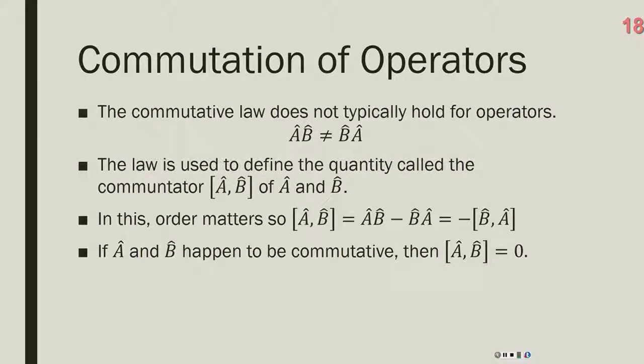Next is commutation of operators. The commutative law typically doesn't apply for most operators, which is shown here. The law is used more to define the quantity called the commutator, which is symbolized here, of A and B operators. So in this order matters. The commutator of A comma B is equal to negative B comma A, but it's not equal to B comma A. So if A and B happen to be commutative, then they should equal 0.